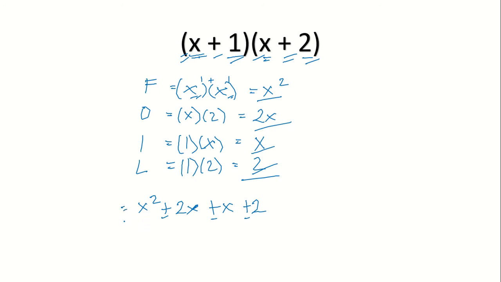Then for the last process, let's combine like terms. So here we have x squared, plus we have 2x. So 2x plus an x will be 3x. Having a coefficient of 1 here, then plus 2, that is 3x. Then plus 2. Then that's it. That is the product of x plus 1 and x plus 2.